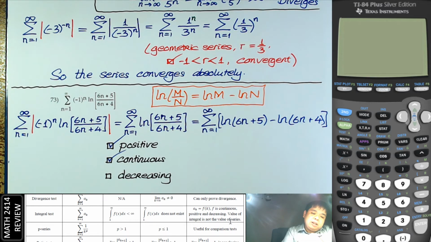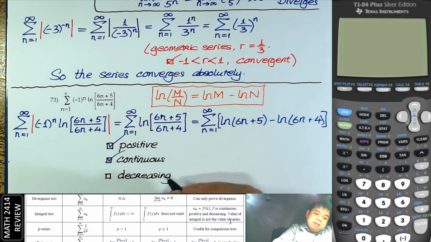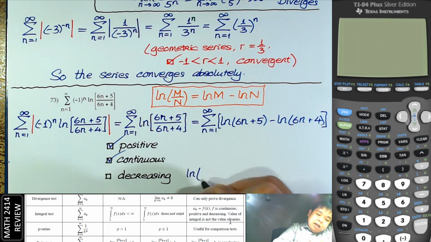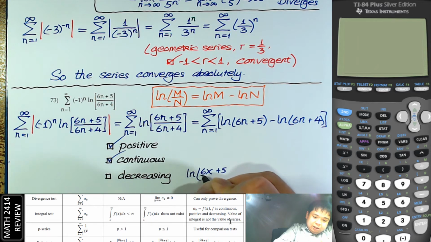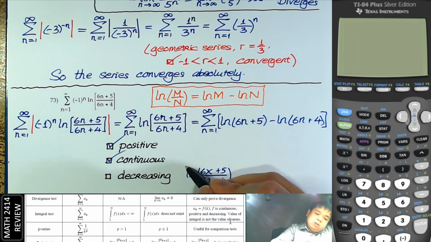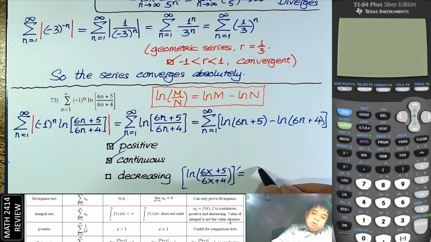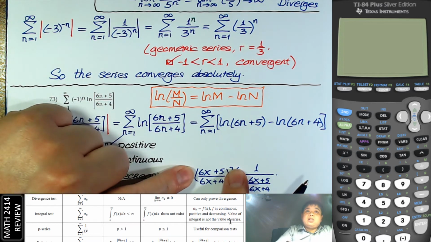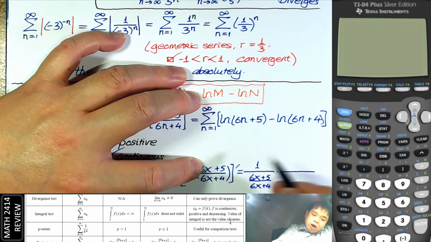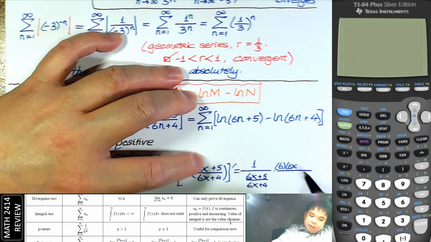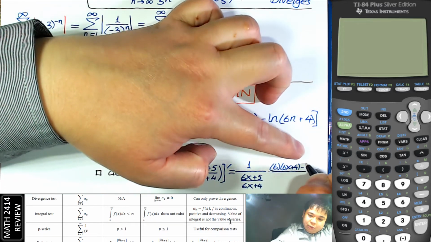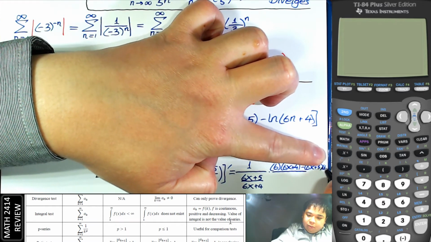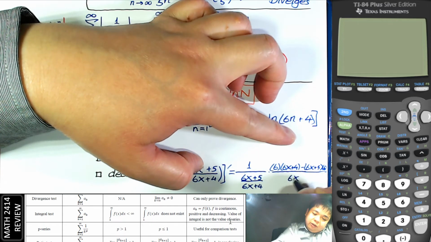Now is it decreasing? Right, so I'm just going to take the derivative of this. I'll take the derivative of ln, I'll use x instead. We can take the derivative of this, but this is easier to do. It's going to be 1 over 6x plus 5 over 6x plus 4, and then times the derivative of the inside, which is a quotient rule: u prime v minus u times v prime over v squared.